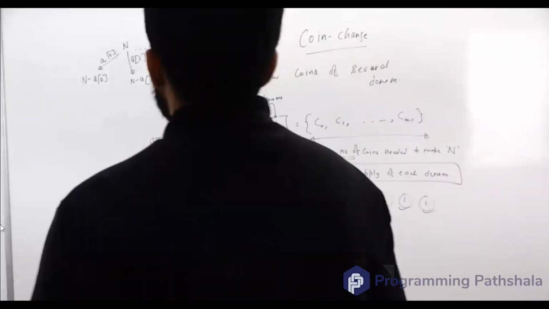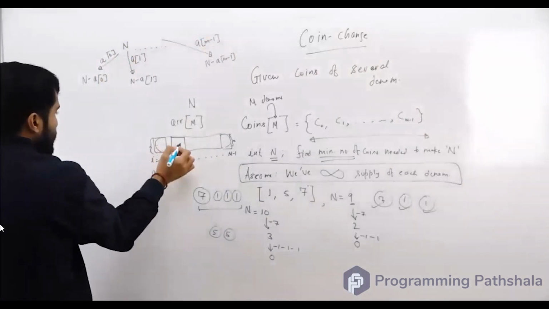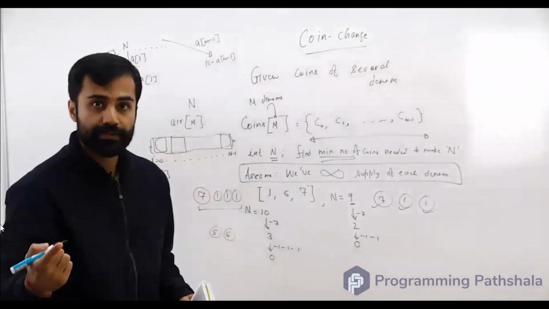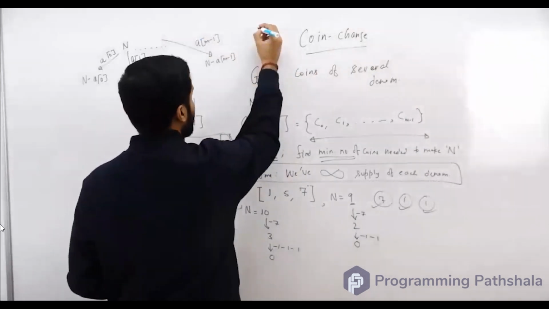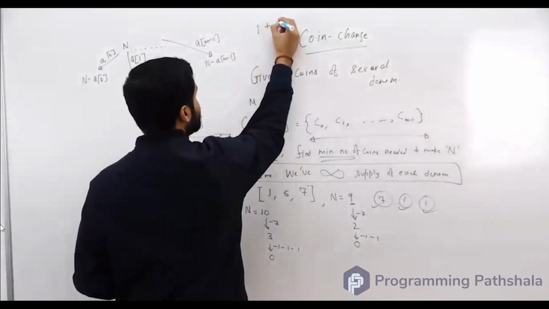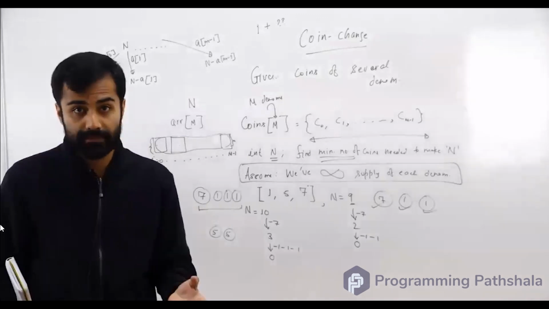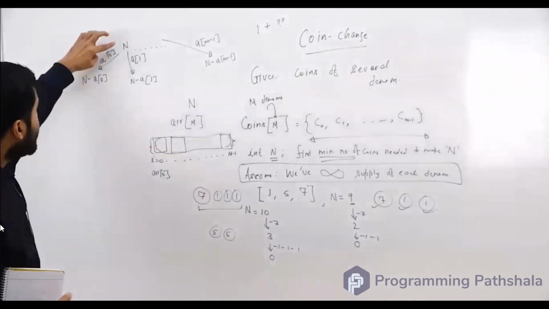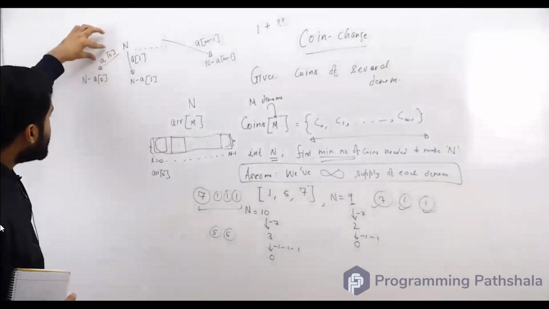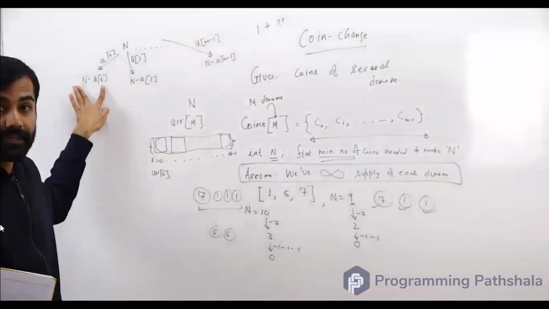Now tell me one thing. So when you have made a decision to pick this coin or that coin or whatever as your first coin, then you have already picked one coin. Because you have already picked one coin, you should do 1 plus something. Now the question is, what should that something be? So think of it in this manner. You wanted to make n rupees, and after picking one coin, you want to make n minus a0 rupees.